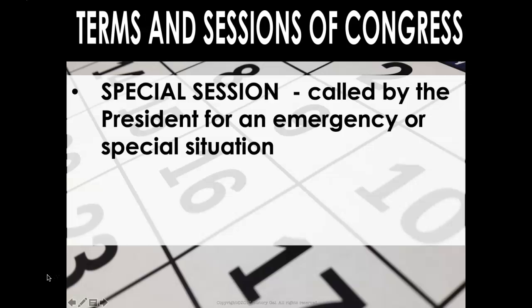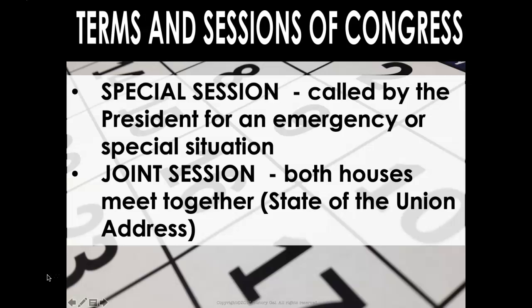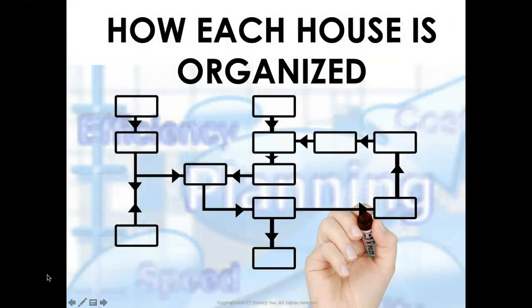In terms of special sessions, these are called by the President for an emergency or special situation. Special sessions might be in order if there's a severe extenuating circumstance or crisis. Sometimes there are joint sessions too, where both houses meet together, like in the State of the Union address, where the President delivers that historic speech. But how is each house organized?